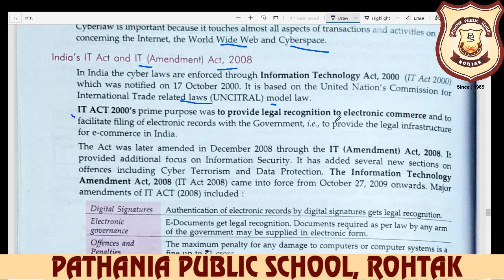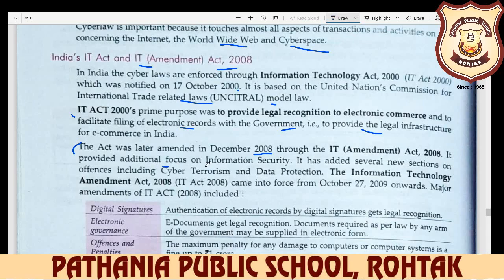The purpose of this is to provide legal recognition to electronic commerce and to facilitate filing of electronic records with the government, that is, to provide the legal infrastructure for e-commerce, electronic commerce in India. The act was later amended in December 2008. First, the law was notified on 17th October 2000. After that, this act was amended in December 2008 through the IT Amendment Act 2008.